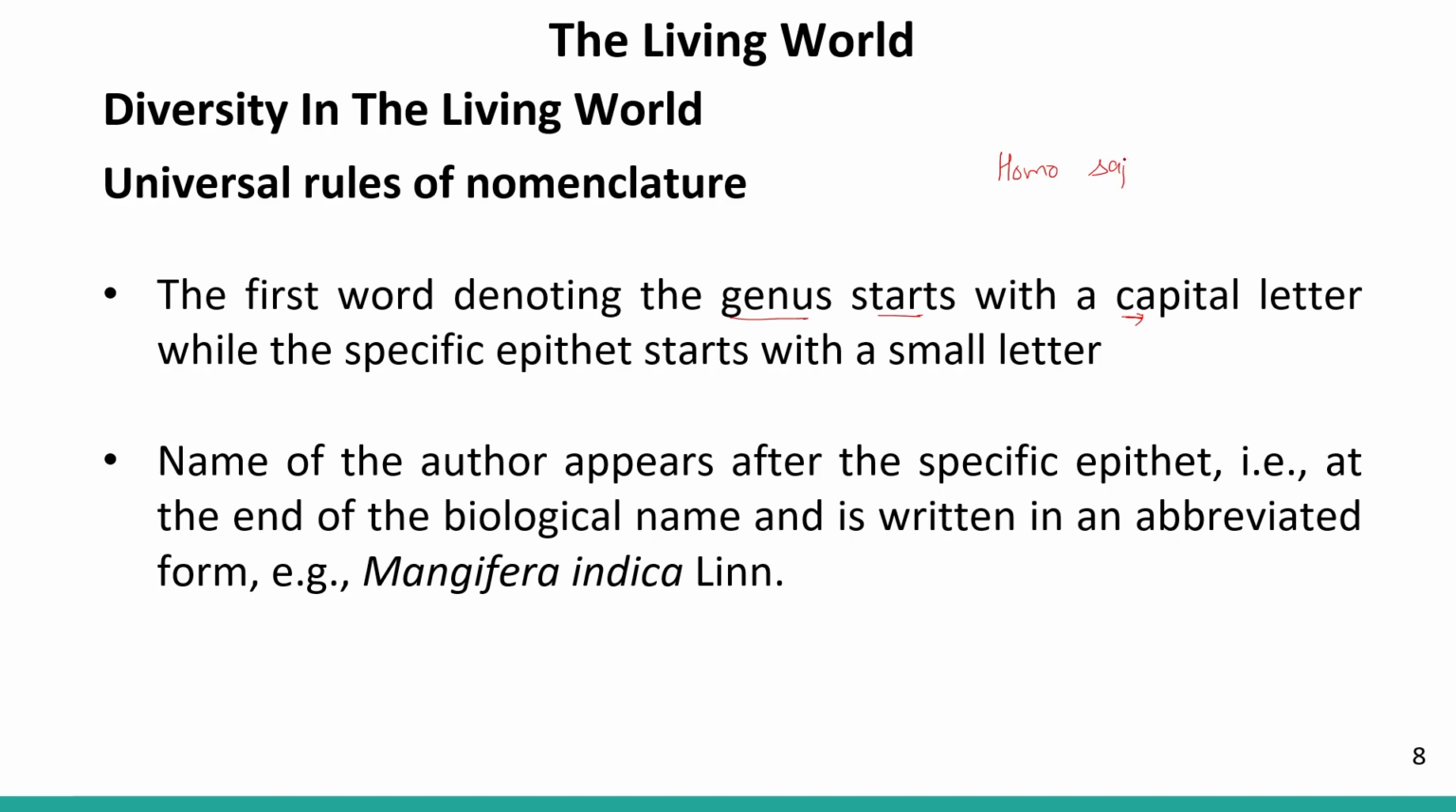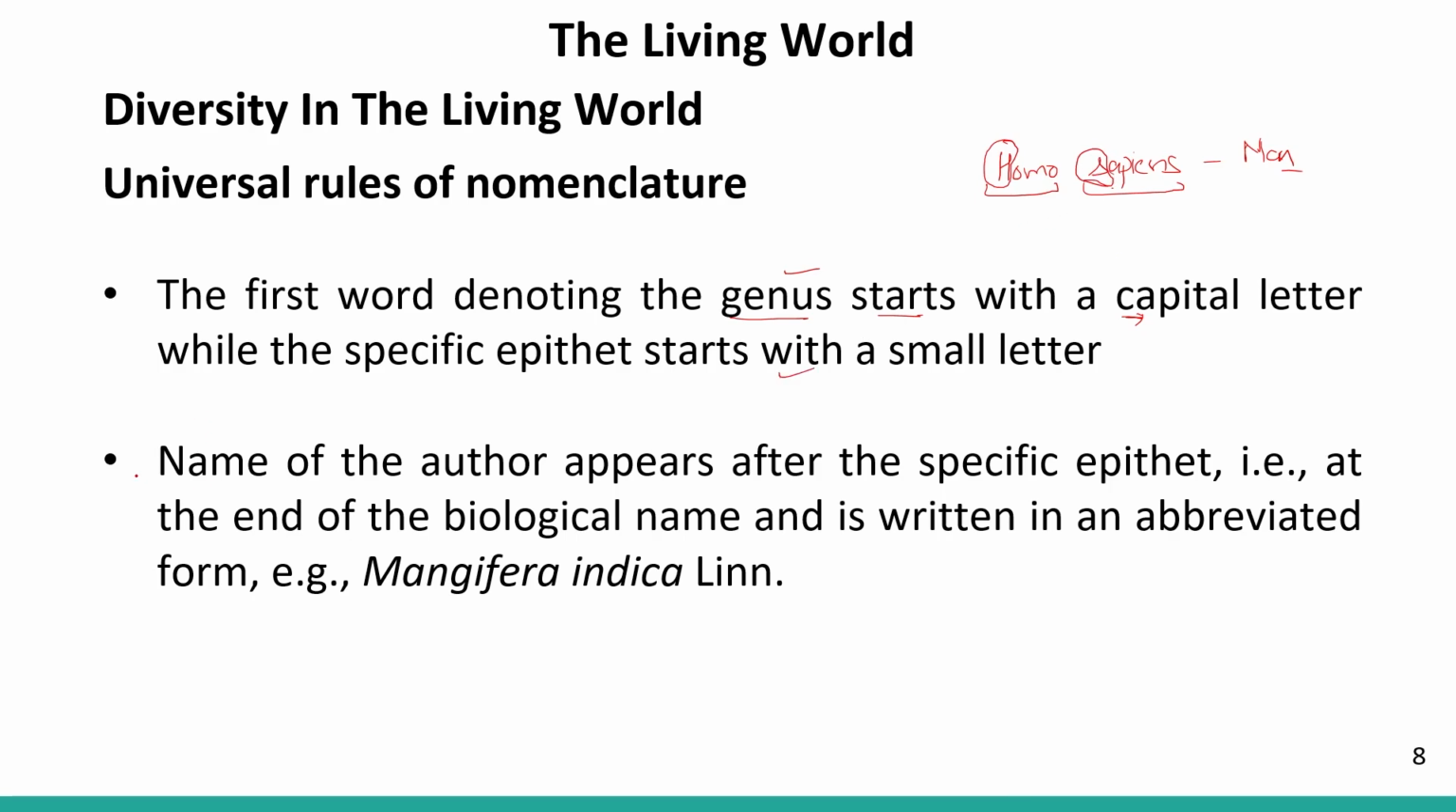Homo sapiens are the biological or scientific name of man or human. Again, Homo is the generic name, sapiens is the specific epithet. Here you can see the genus name starts with a capital letter, H is capital here, whereas the specific epithet starts with a small letter, s is small here.